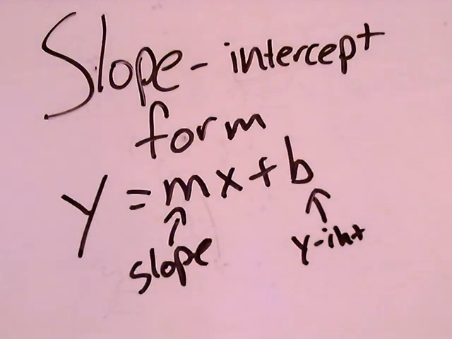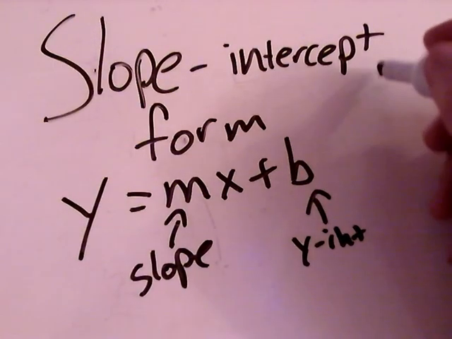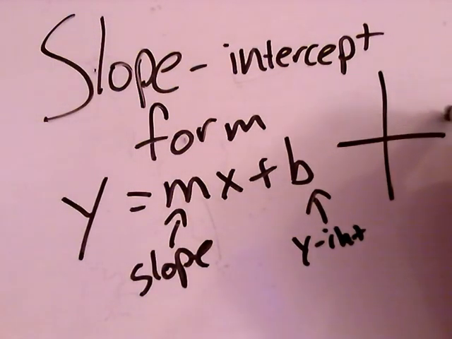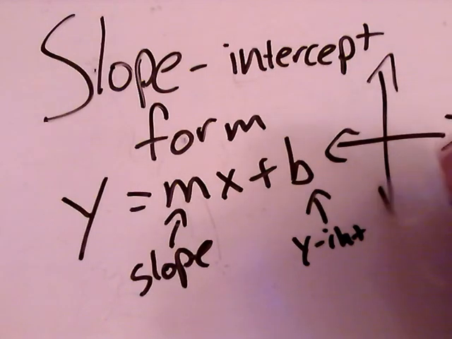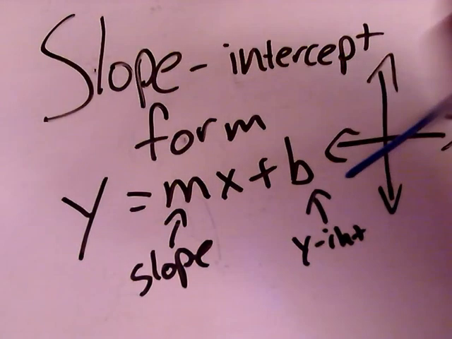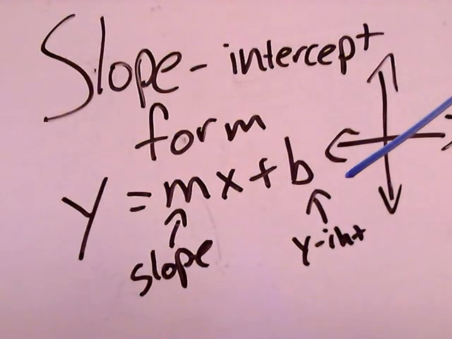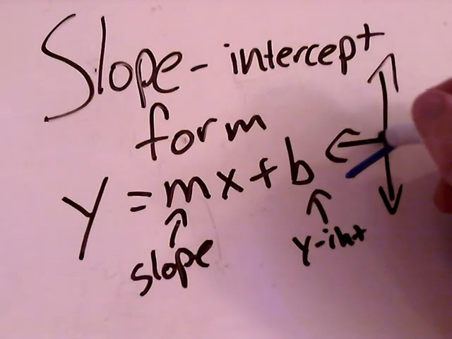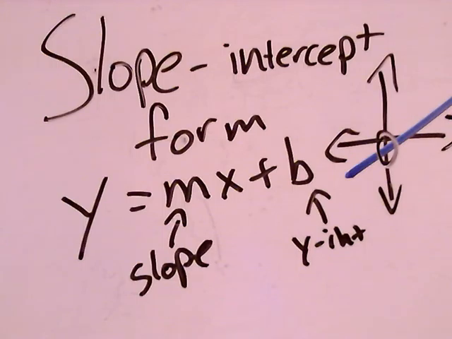Now y-intercept, remember, is where my line on the graph crosses the y-axis, which we've got to remember is the up and down one. So let's just show it really quick. So there's my graph. So you can see there, it crosses right there. That's my y-intercept, where it crosses my y-axis.